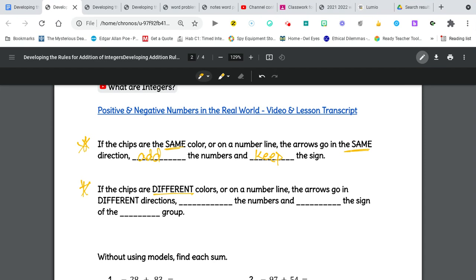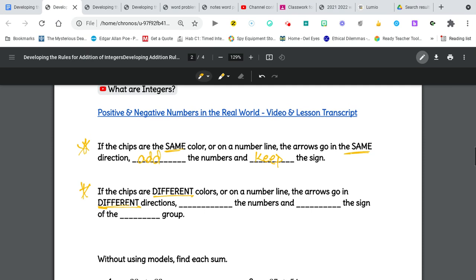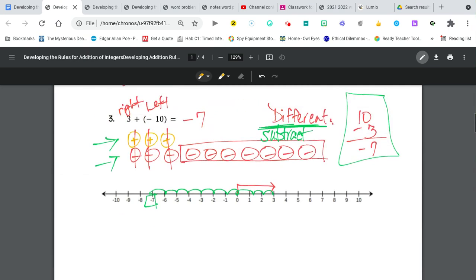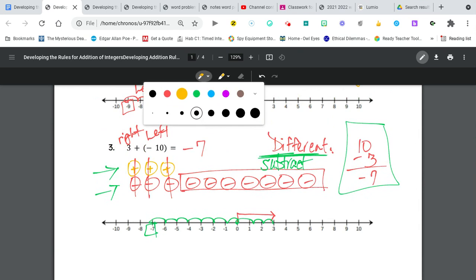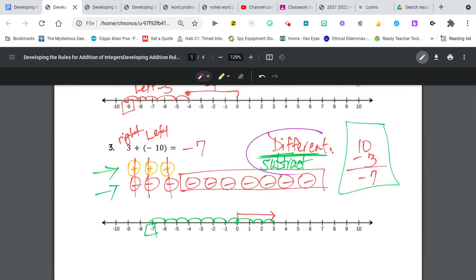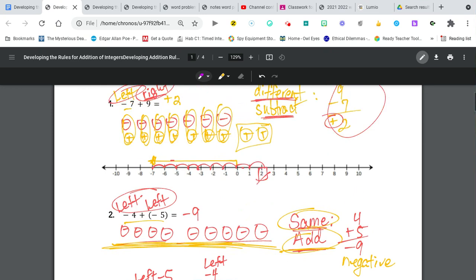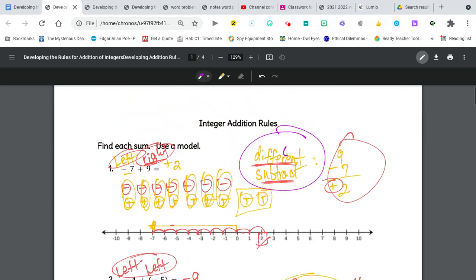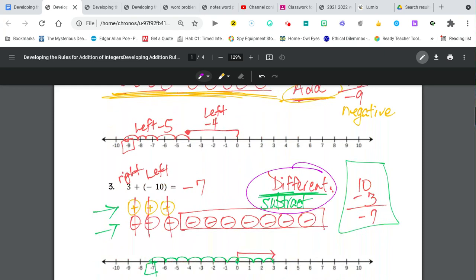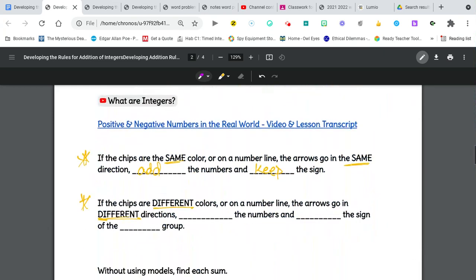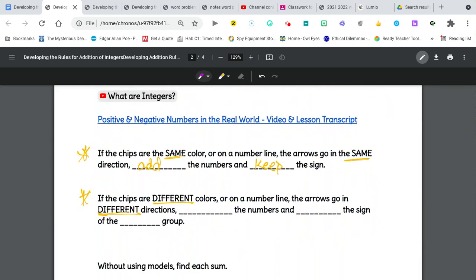Okay, if they're different, or on a number line, the arrows go in different directions, keyword different, then we should know what to do. So go back and look. When they were different, what did we do? When they were different, we subtracted. Go here. These were different. We subtracted. That was the math part. And we've already talked about this, so we should know this. So if they're different, we need to subtract the numbers and blank the sign of the blank group.